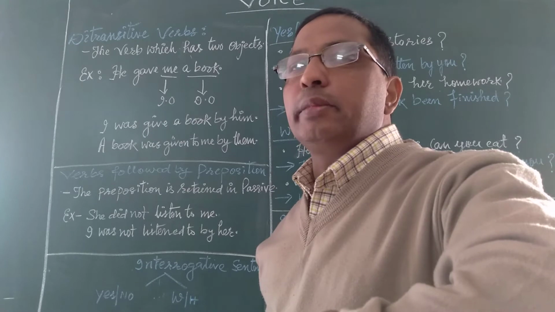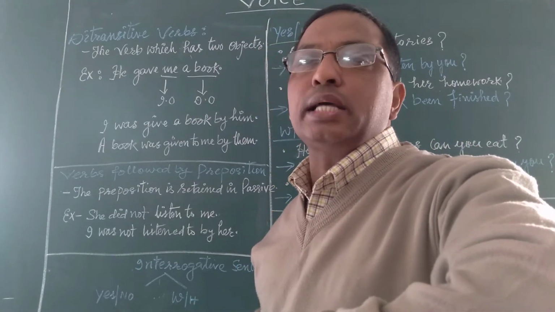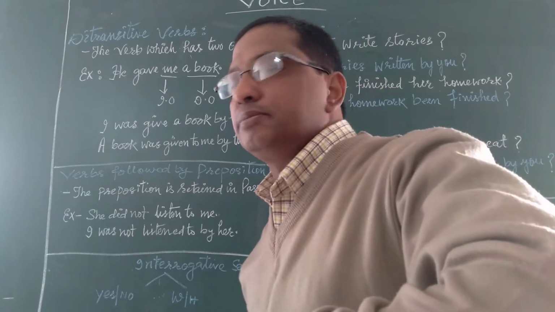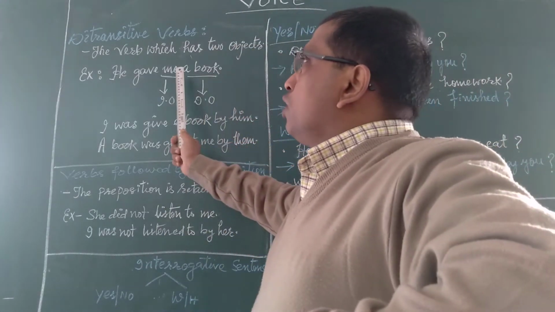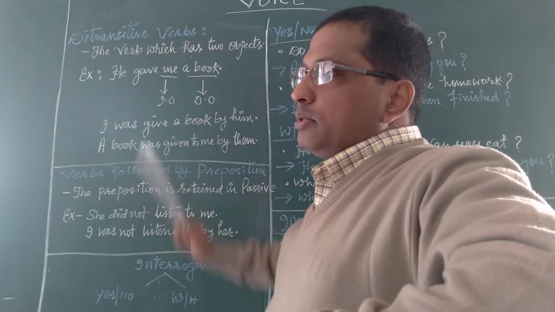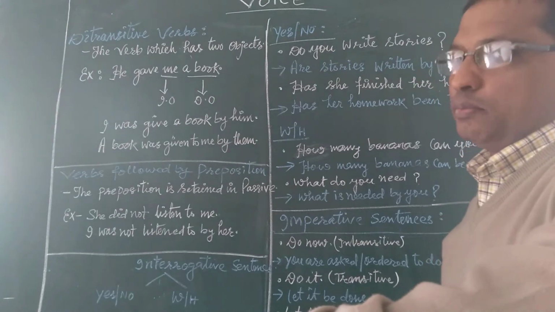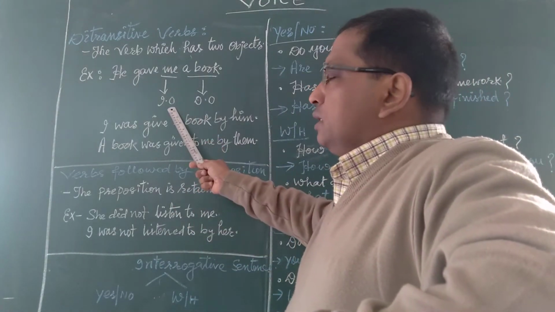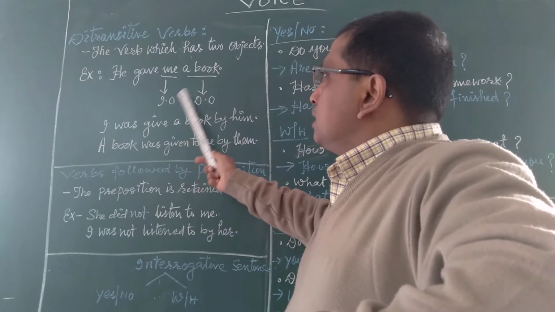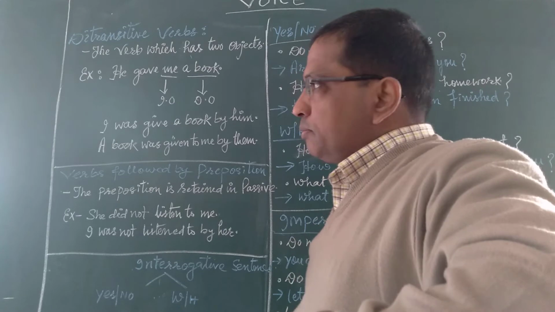First, understand the meaning of di. Di means two. Transitive, as you know, verbs which have an object are called transitive. So verbs which have two objects are called ditransitive. See one example: He gave me a book. There are two objects. One is me, the indirect object, and the other is a book, the direct object.